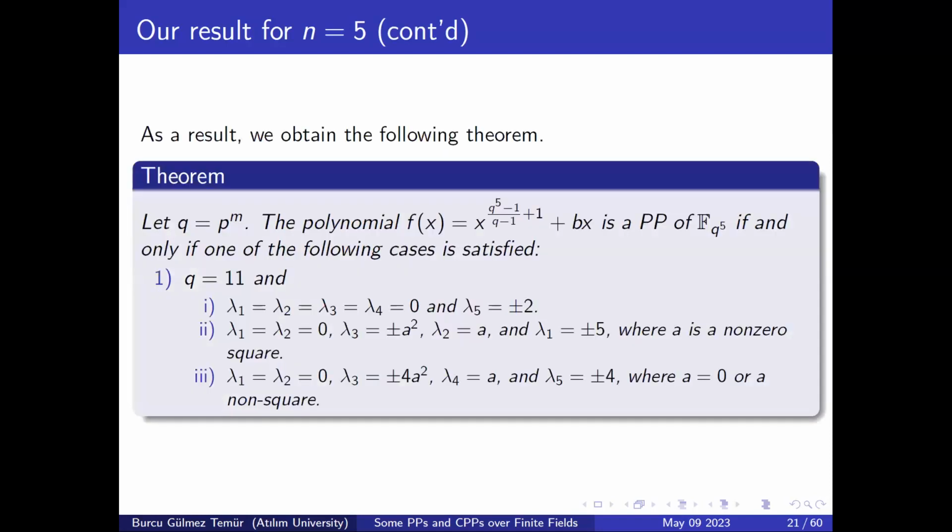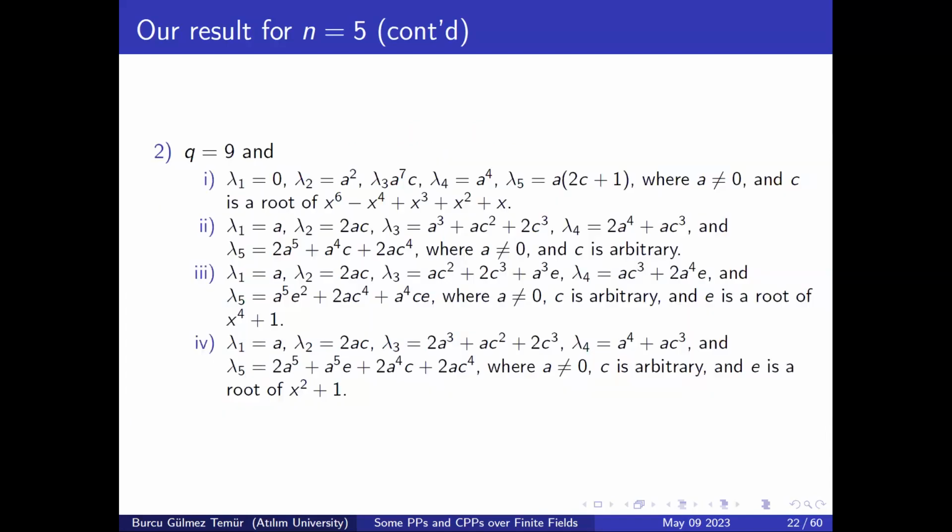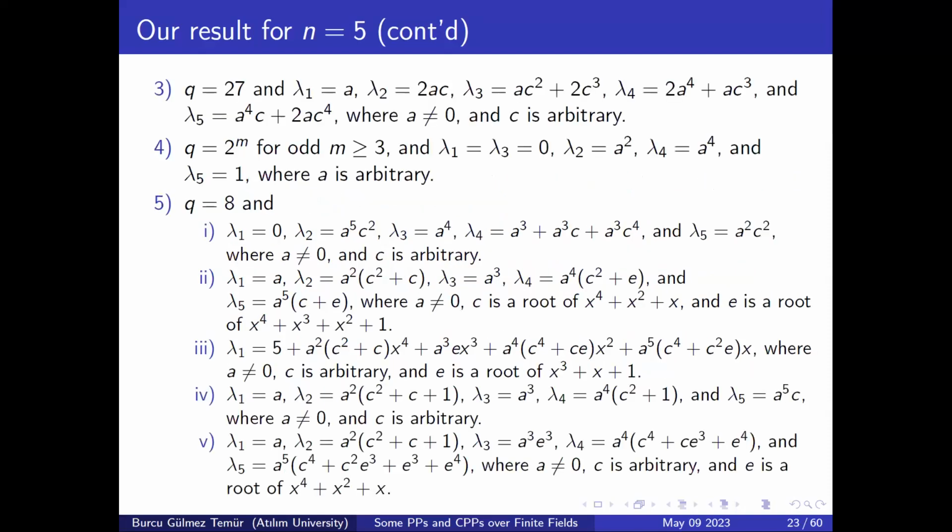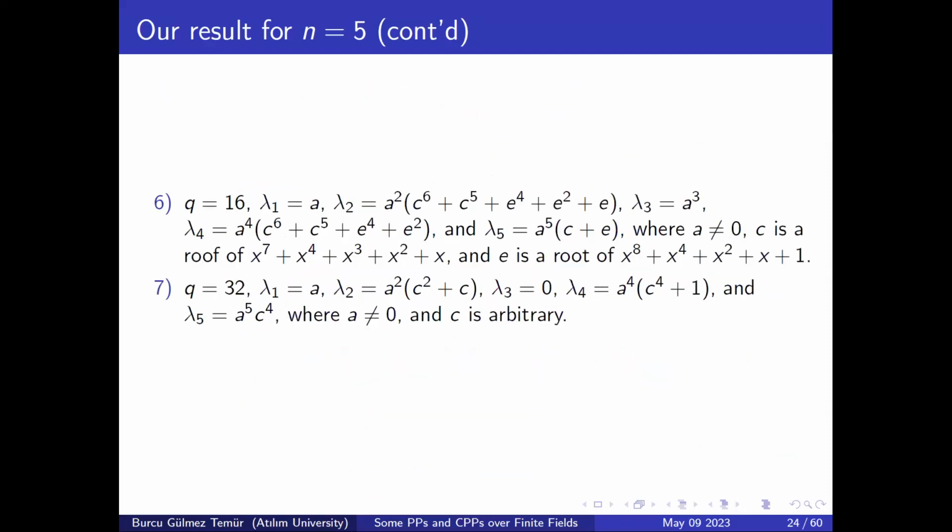And as a result, by comparing our polynomial with the normalized permutation polynomials list, we have seen that we have a permutation polynomial if and only if when q is 11, lambda i's must satisfy these 3 conditions. When q is 9, we have these 4 conditions. When q is 27, q is 2 to the power m, q is 8, q is 16, and q is 32, we found all the permutation polynomials. So if you go back to the corollary, these are the conditions for which h_b is a permutation polynomial. So these are the conditions for b, for our f to be a permutation polynomial. So the question was completely answered by us.